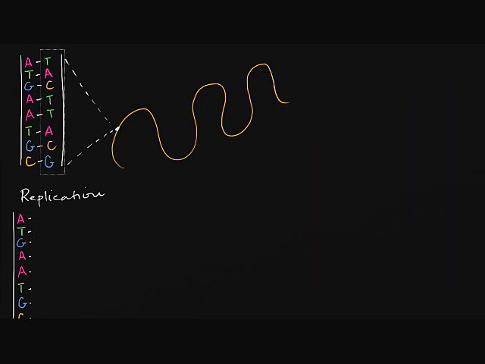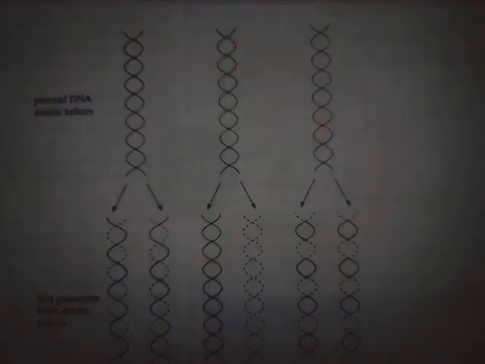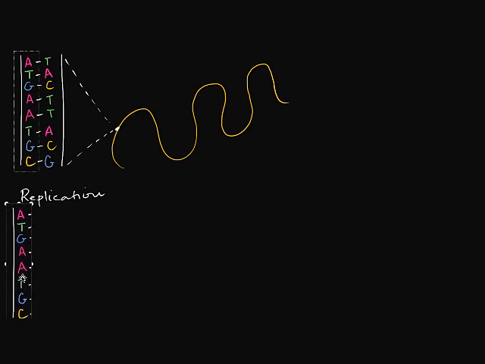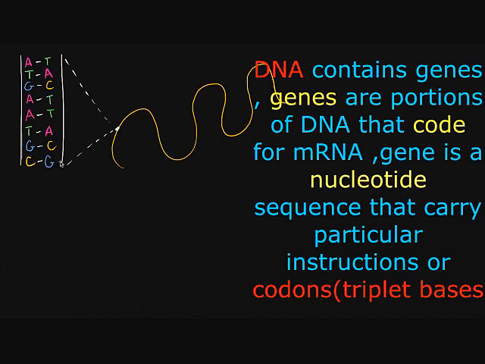Now, in the DNA, there are some portions carrying specific instructions. That specific part of DNA that carries an instruction or a particular code for manufacturing a particular protein is what we call the gene. So we can simply say that a gene is a portion of DNA carrying a particular instruction that codes for a polypeptide chain. Or we can even say a gene is a portion of a nucleotide sequence that codes for an RNA molecule.